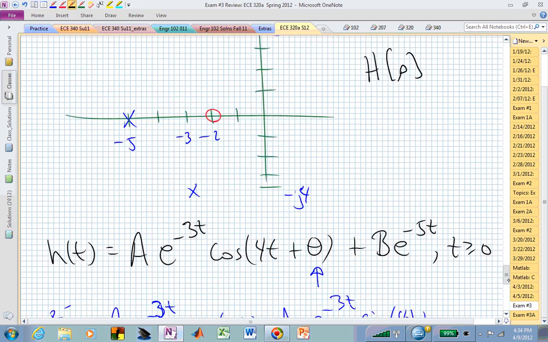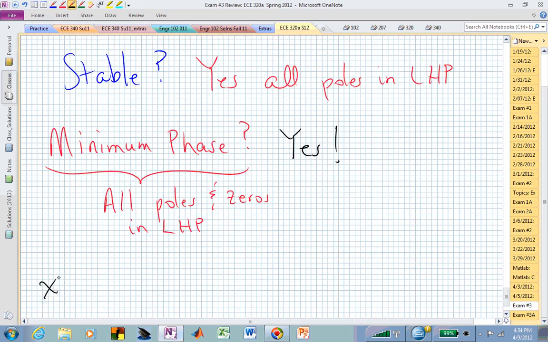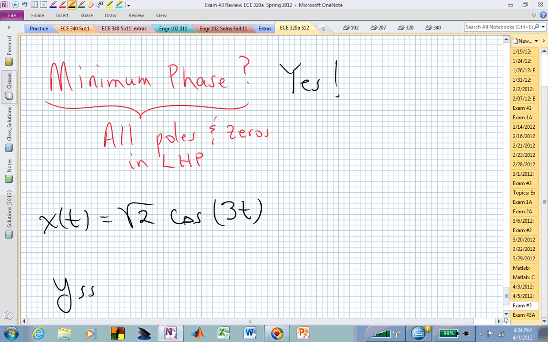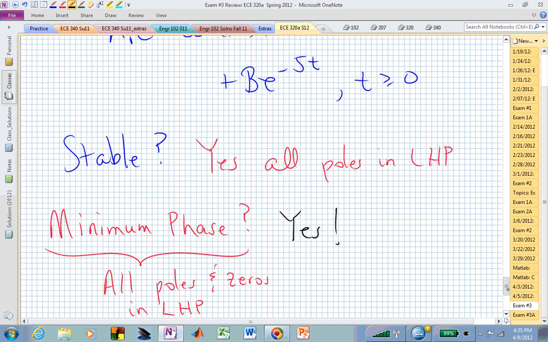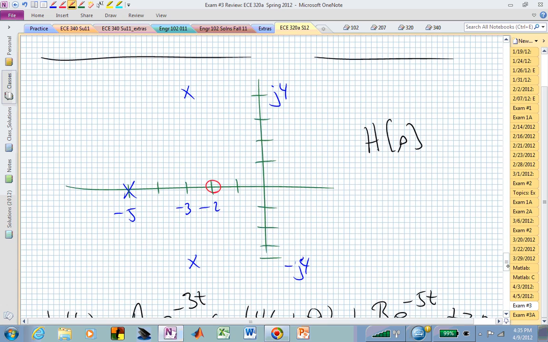Now if somebody said, well, what if I excite this system with an x of t equal to, let's say, square root of 2 cosine of 3t, and somebody says, what's the sinusoidal steady state output? Now what I want you to be able to do is actually show me or compute or find what's going on to make up that sinusoidal steady state output.